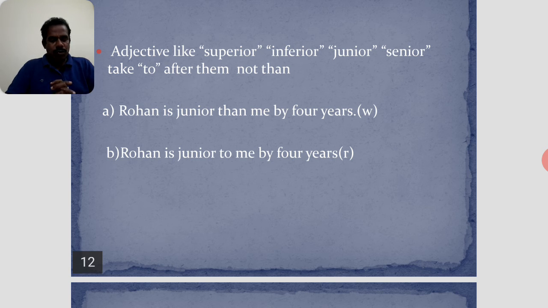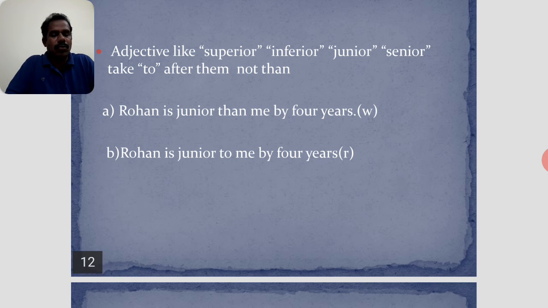Is there some sugar in the jar? Some is used in affirmative sentences. Any conveys a negative meaning. Some is affirmative, any is negative. So we have to use any: Is there any sugar, not some sugar, in the jar? If we want to use a negative way, any is the common error in using adjectives.